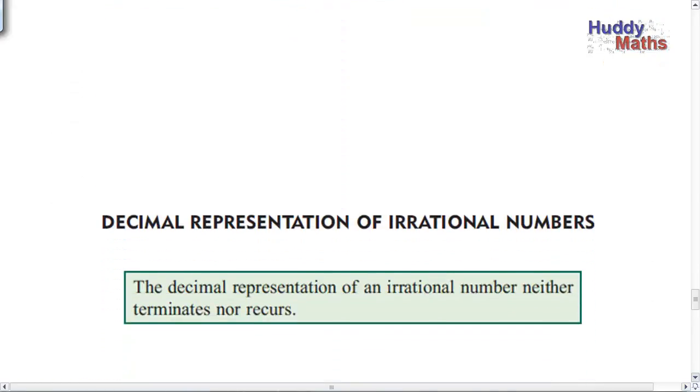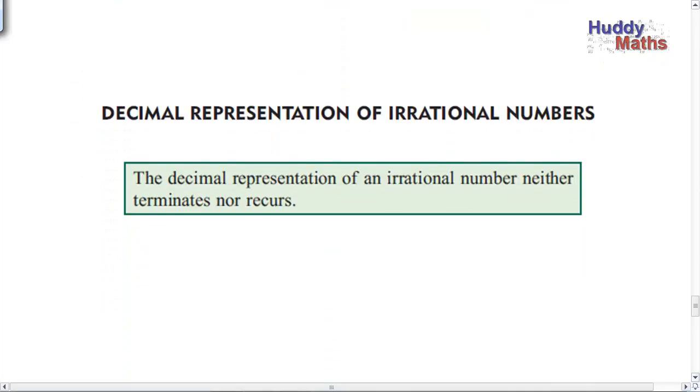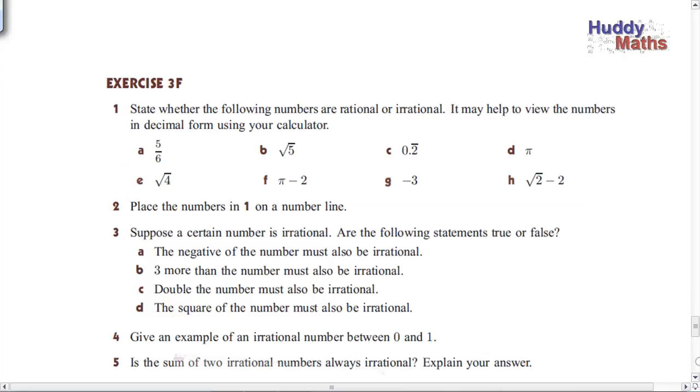And here we are, decimal representation of irrational numbers. So here, an irrational number neither terminates nor recurs. So there is an infinite number of decimal places, and it just keeps going. After the decimal, there's an infinite number of places. Okay, do you get it? Let's do something with it.